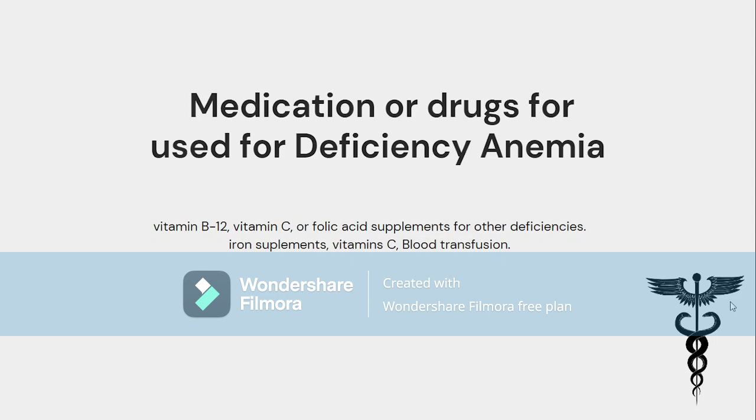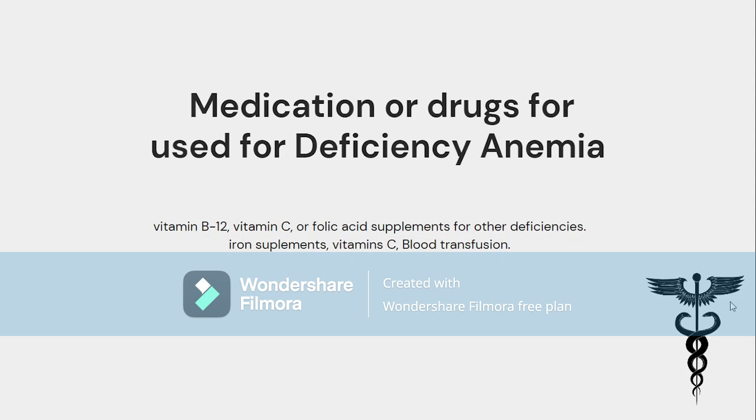Next is the vitamin B12 supplement. Vitamin B12 deficiency anemia occurs when the body lacks an adequate level of vitamin B12, which is necessary for red blood cell production. Vitamin B12 supplements, typically in the form of tablets or injections, help restore vitamin B12 levels and improve red blood cell production.